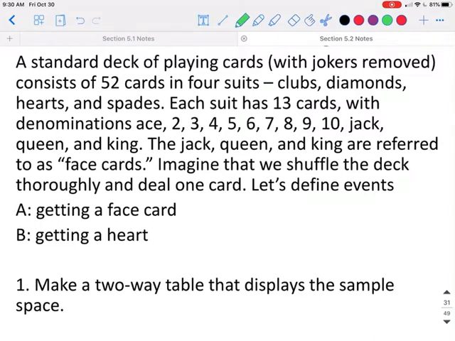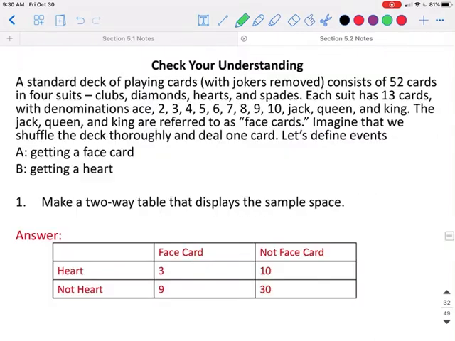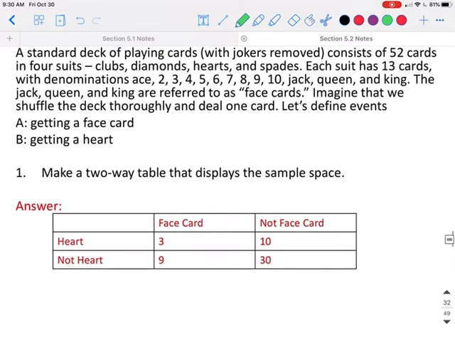We need to make a two-way table that displays the sample space. So if we make our two-way table, they can either be a heart or not a heart, and they can either be a face card or not a face card. Now, out of the 52 cards, 12 of them are face cards. We have 3 that are hearts, 3 that are clubs, 3 that are spades, and 3 that are diamonds. So there are 3 that are hearts, and there are 9 face cards that are not hearts.